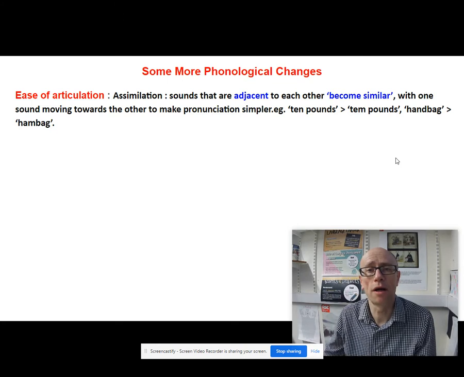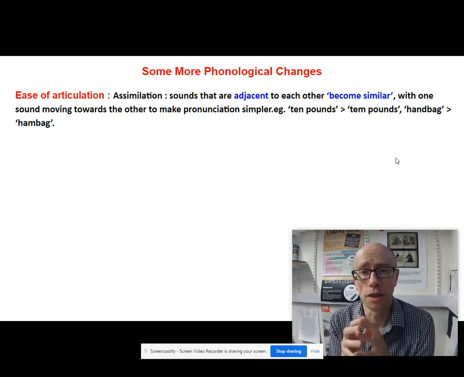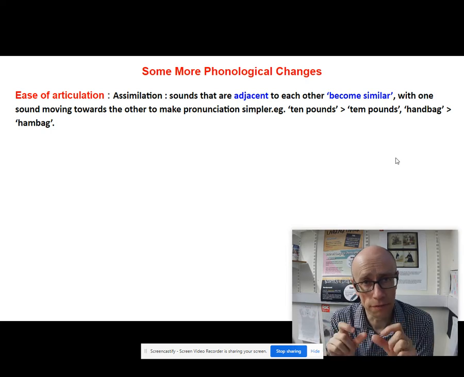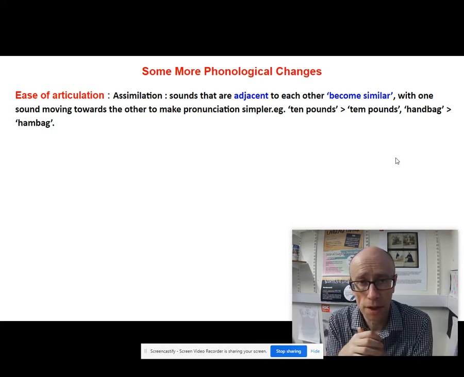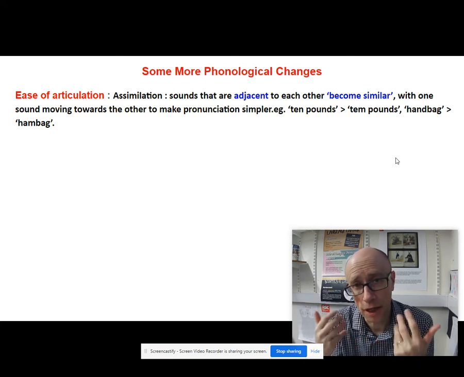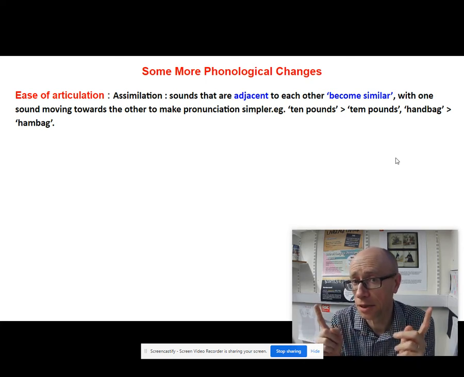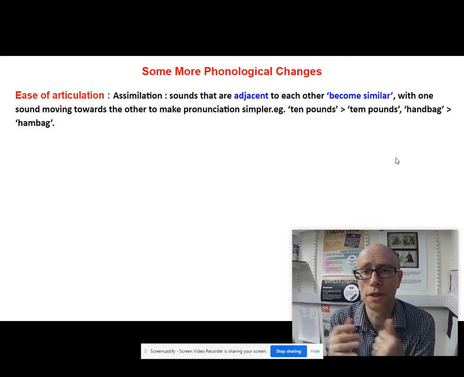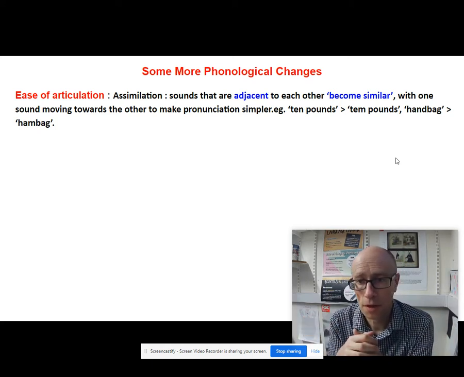So this is the idea where if you've got sounds that are adjacent to each other, they become more similar. Now, this can be like when you've got two separate words. So ten pounds, for example. Say the word ten pounds, and you're more likely to be saying tem pounds when you say it quickly. So it's interesting, isn't it? That nasal phoneme at the end of ten sort of morphs into an m sound.